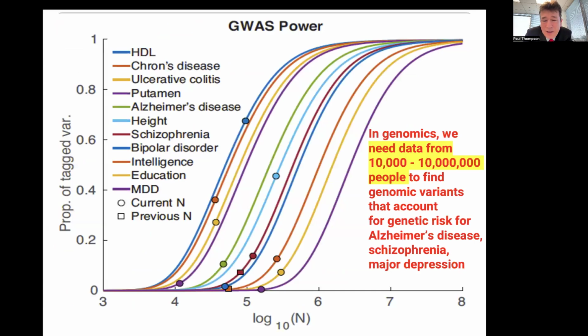Now, in genetics, the question arises, how much data, how many people do you need to collect data from? In this case, to discover genetic variants that account for genetic risk for disease. It's been found that you might need data from 10,000 to 10 million people to find all of the genomic variants, at least common genetic variants, that account for genetic risk for these diseases. But you'll see that the diseases differ in how many people are needed. On the x-axis, it can go from a few hundreds of thousands to millions.